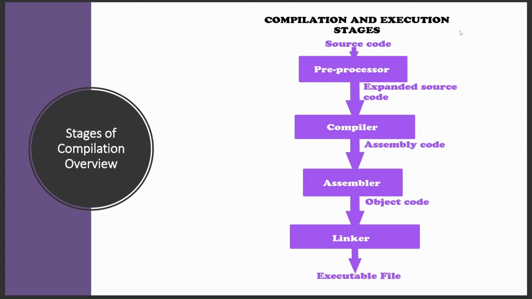The linking stage combines multiple object files and library files into a single executable file. It resolves external references and generates the final executable. The executable can be in the form of .exe or .out. It just depends upon the operating system. Now, let us understand the compilation process in a better way by taking an example of C.